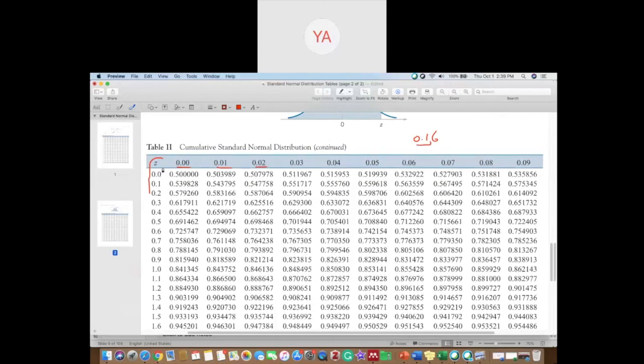I go to my left column on the z. This is my 0.1 here. Then on this column, I find out what is my 0.06. So this is my 0.06. I go down, and the corresponding value to this one is this here. So that's your probability value.